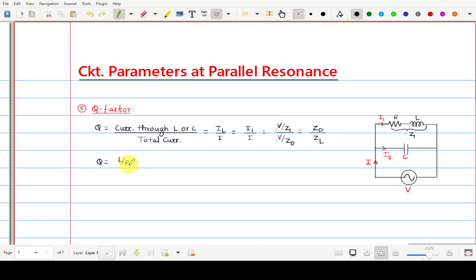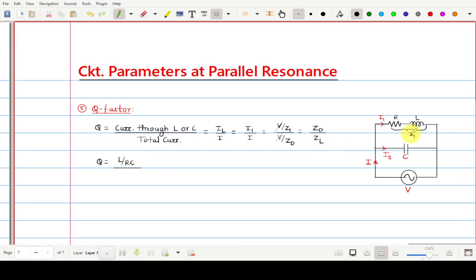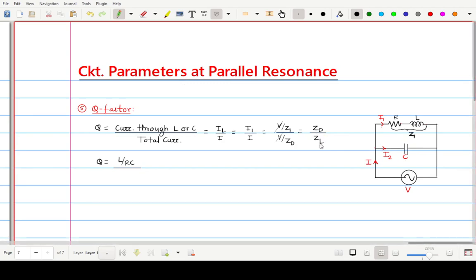Therefore we can write Q factor is equal to, now ZD is equal to L upon RC. And what is the value of ZL? ZL is nothing but the impedance of the inductive branch, so it is nothing but Z1. We can write ZL or Z1 also. Now what is Z1? We have already derived this. It is nothing but under root L by C. So solve this, what you are getting? L upon RC, and if you take LC, then we can write like this, under root C by L. We are taking the reciprocal of L by C.